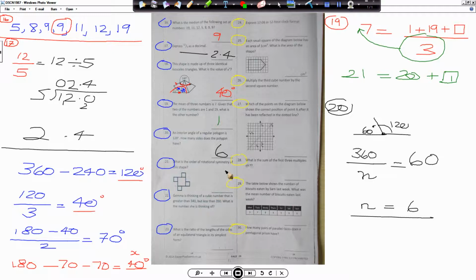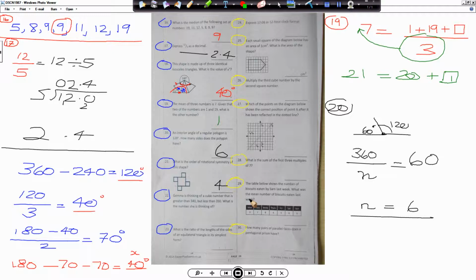What is the order of rotational symmetry of this shape? That's nice and straightforward. Osmo, what is it? 4. Okay, it can turn around 4 times. So in one complete rotation, it will look like itself 4 times. So after every quarter of a turn, the shape will match onto itself. So in one complete turn, it will look like itself 4 times.